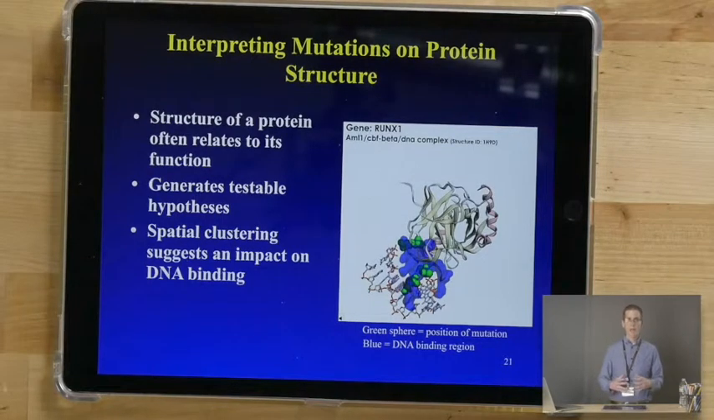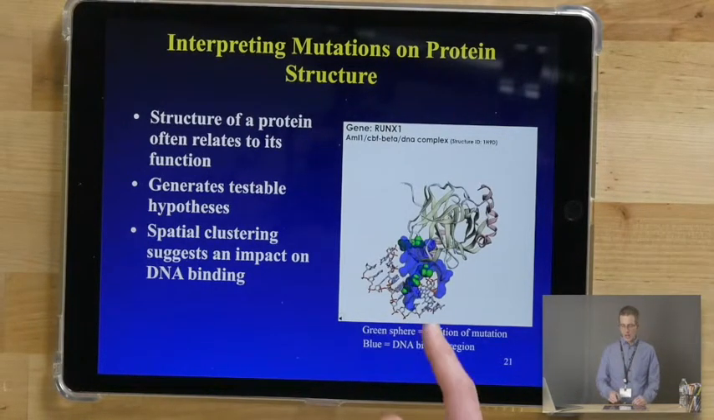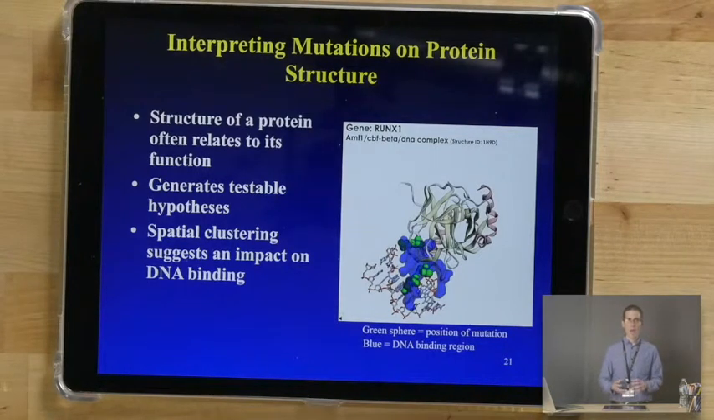This general idea of using protein structure and visualization to interpret mutations has been more formalized by the use of clustering algorithms that cluster the position of mutations in three-dimensional space in protein structures, to identify areas of the protein that have very high clustering patterns of mutations, indicating they may be doing a similar function on the protein.